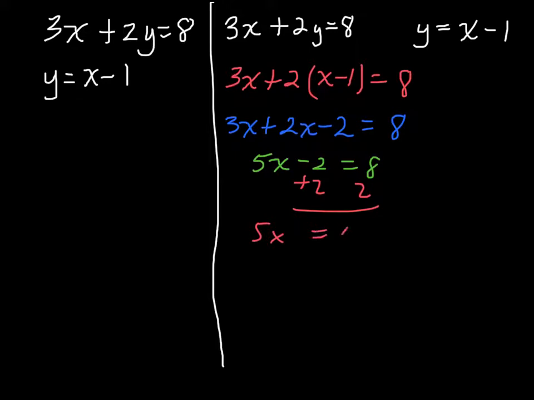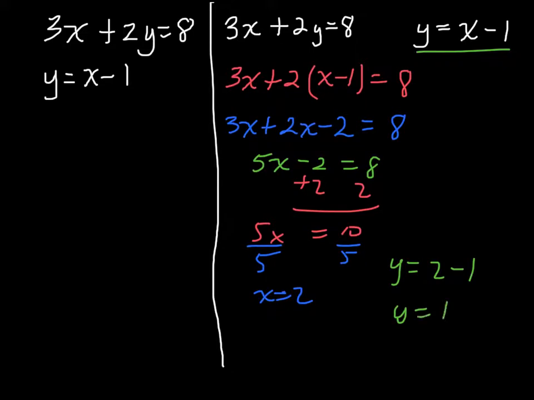5x is equal to 10, and of course divide both sides by 5. So x is equal to 2. And then of course we have to go back and find the original equation, the y value. And so I'm going to use this one here, and I'm going to say y is equal to 2 minus 1, so y is equal to 1. So then my answer would be (2, 1) for my coordinate pair.